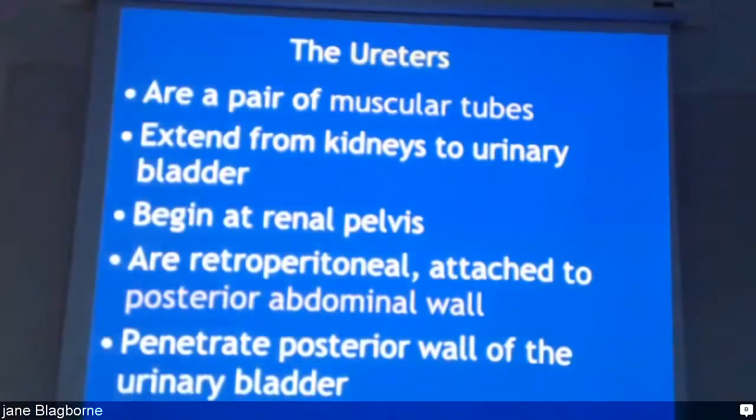So ureters are a muscular pair of tubes from the kidney to the urinary bladder. They begin at the renal pelvis and are attached to the posterior wall. I showed you in the picture how they go down behind the bladder and attach lower down. I don't know why that's an advantage. I always wonder why these things are built this way, why it's an advantage to have them in the back instead of the top.